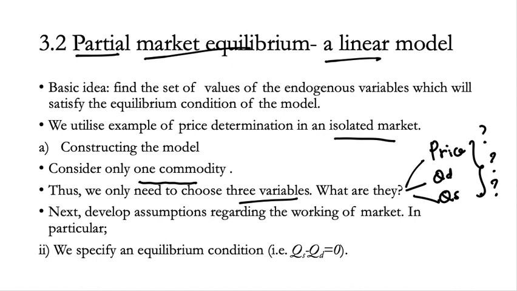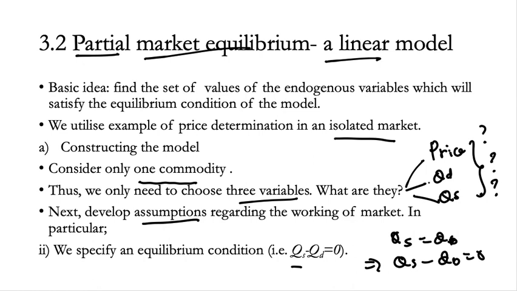Okay, and before we can find them, we need to have some assumptions regarding how the market works. Specifically, the first thing we need to know is that when it comes to equilibrium, quantity supplied equals quantity demanded, isn't it? That means quantity supplied minus quantity demanded becomes zero because they are equal, isn't it? All right.